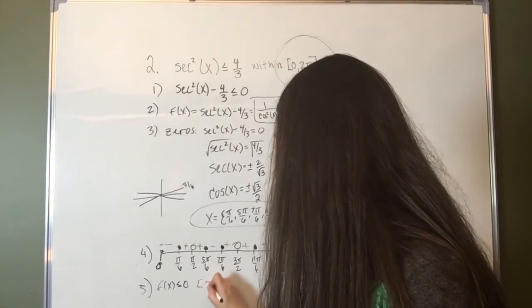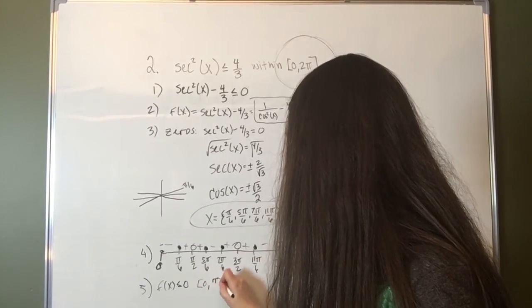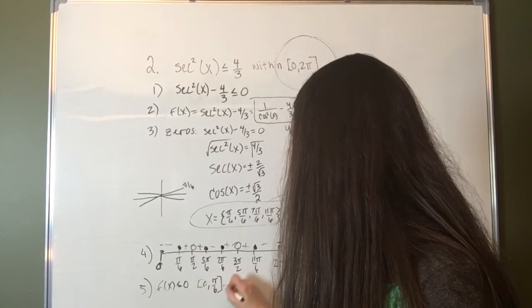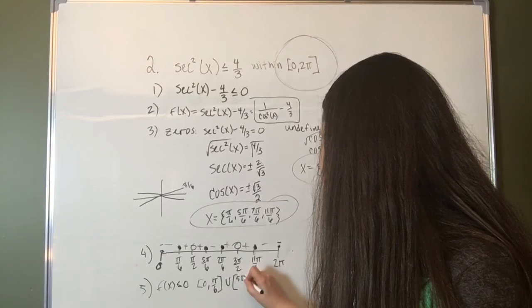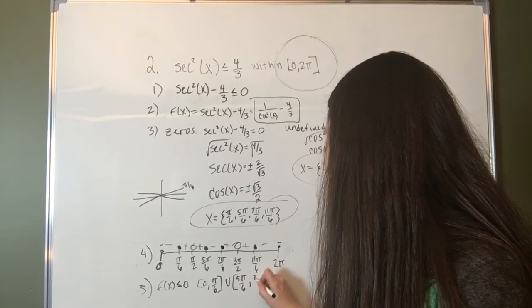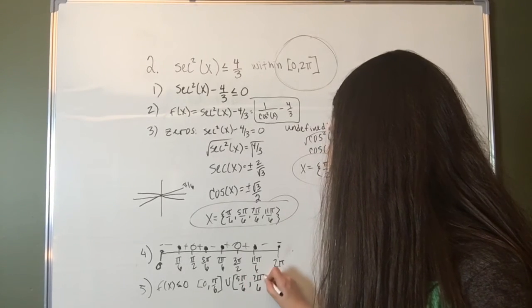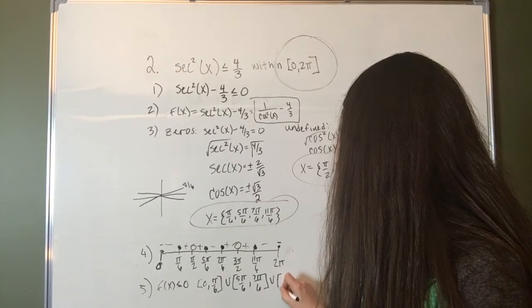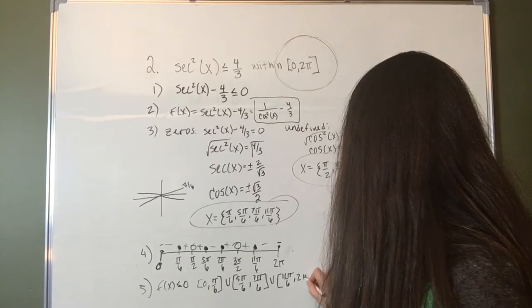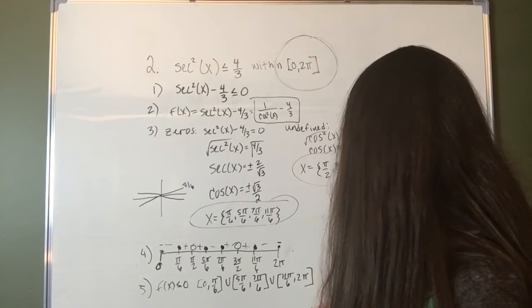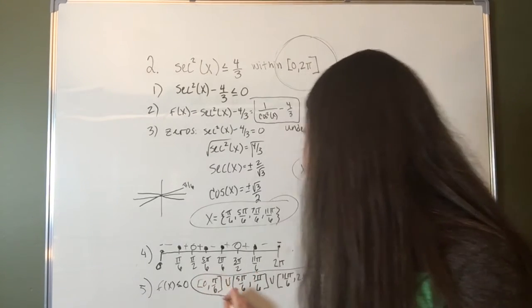So we'll have 0 to pi over 6, union, 5 pi over 6 to 7 pi over 6, union, 11 pi over 6 to 2 pi. All right, so there we go.